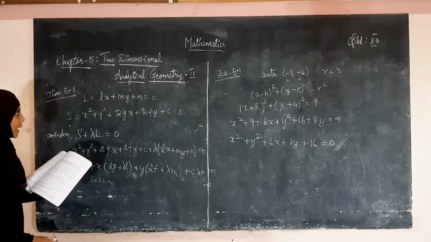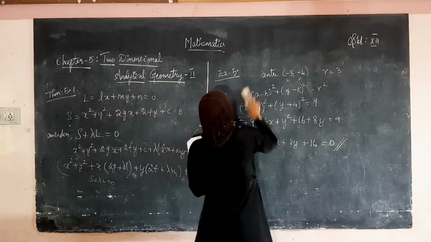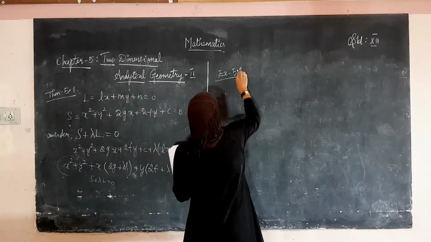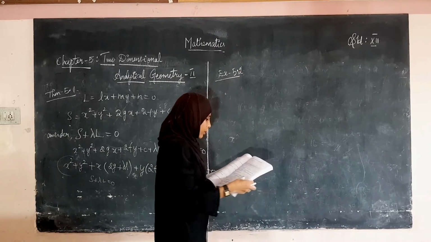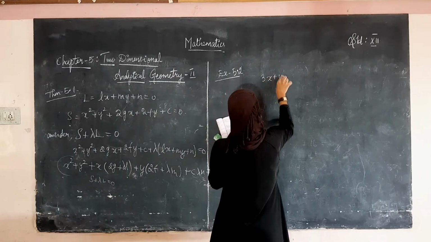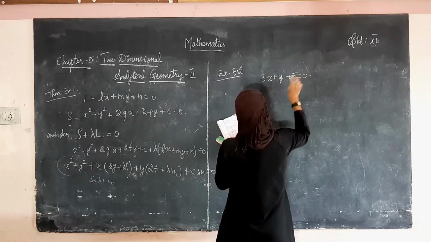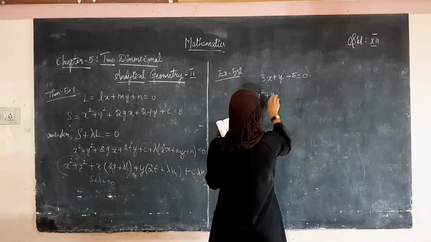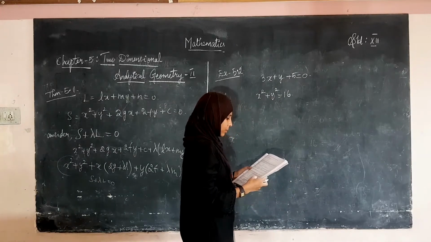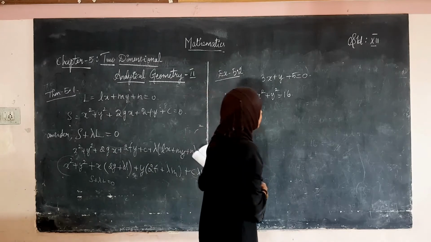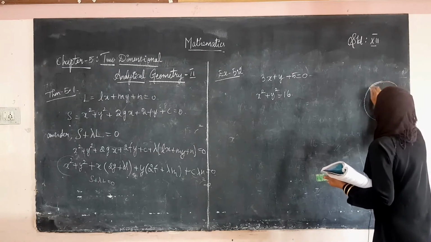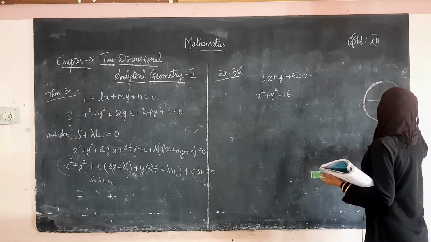Okay, now example 5.2. Example 5.2. Find the equation of the circle described on the chord 3x plus y plus 5 is equal to 0 of the circle x square plus y square equal to 16 as diameter. Okay, see here, this is said to be the equation of the chord. What is a chord? If this is the circle, this is the diameter.